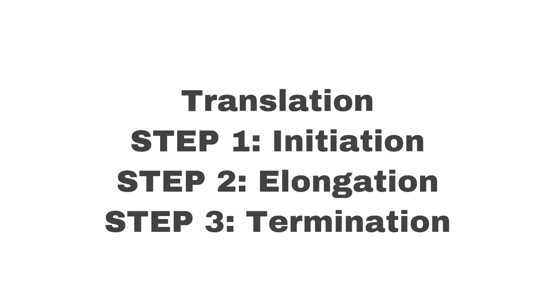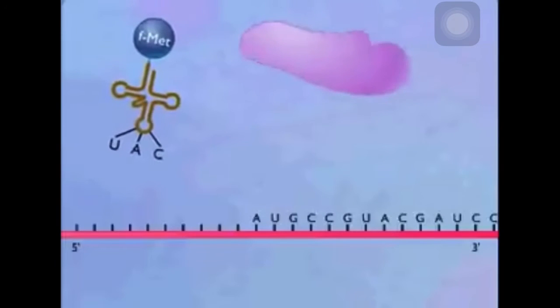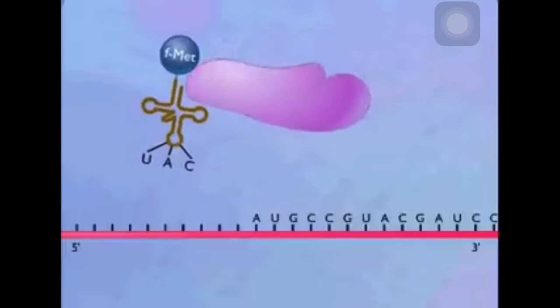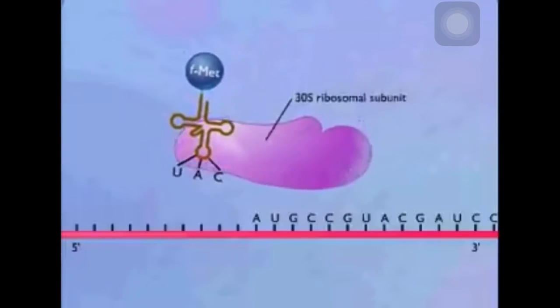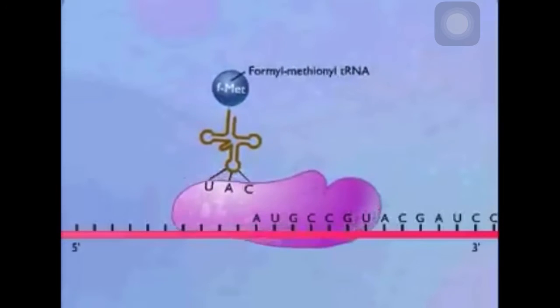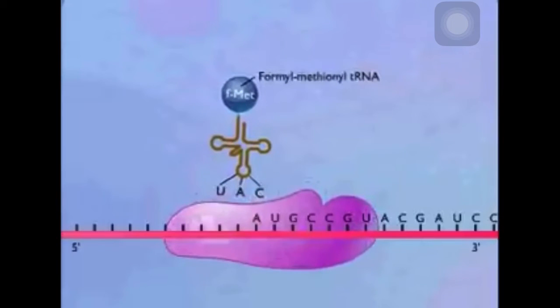Translation. Translation involves three processes: step 1, initiation; step 2, elongation; and step 3, termination. Step 1. The small ribosomal subunit binds to mRNA. It binds to the specific nucleotide sequence just upstream of the start codon, AUG. Initiator amino acid tRNA that carries methionine binds to the start codon held by hydrogen bonds. The start codon 5' AUG 3' is complementary to the anticodon 3' UAC 5' found in initiator tRNA.